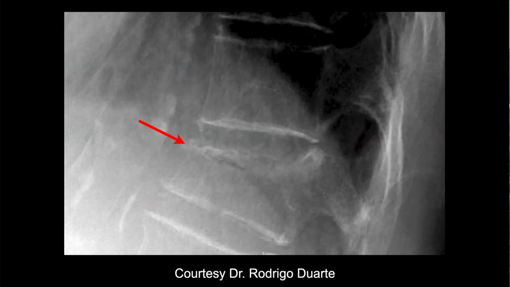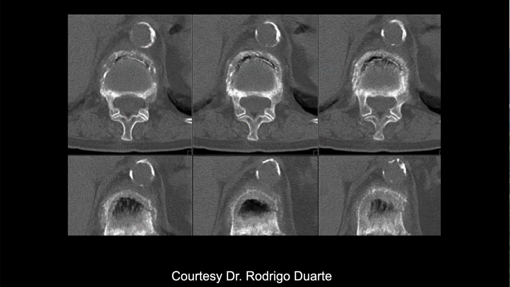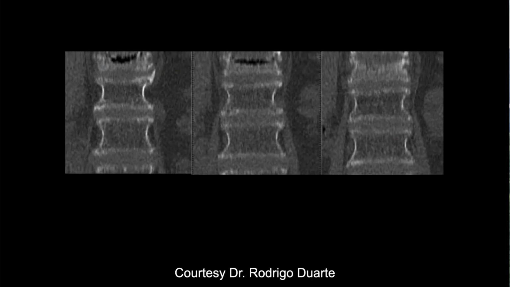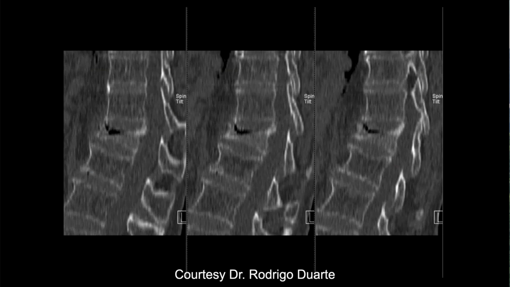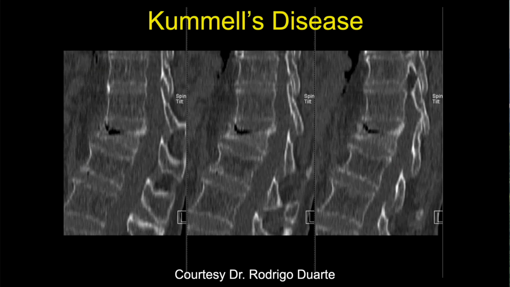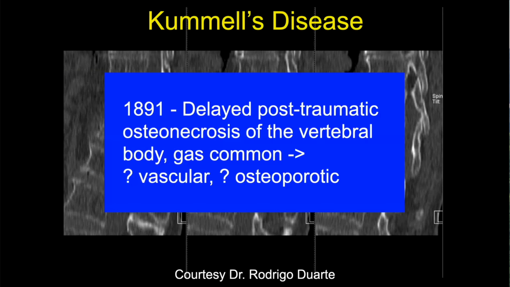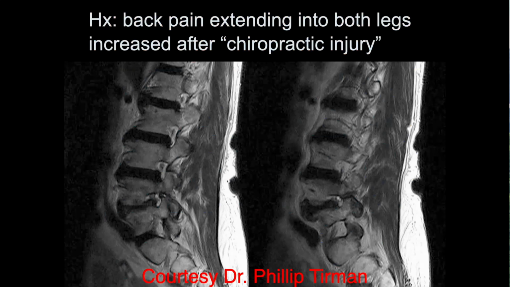There you can see the gas. And there it is on the CT scan within these. So that's considered a sign of benignancy. That's called Kummell's disease. I don't think it's osteonecrosis, but that's okay. It's from 1891. Right.